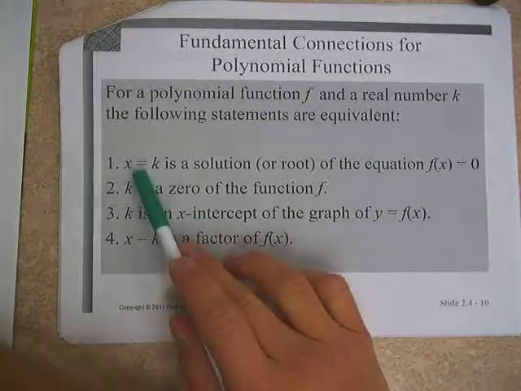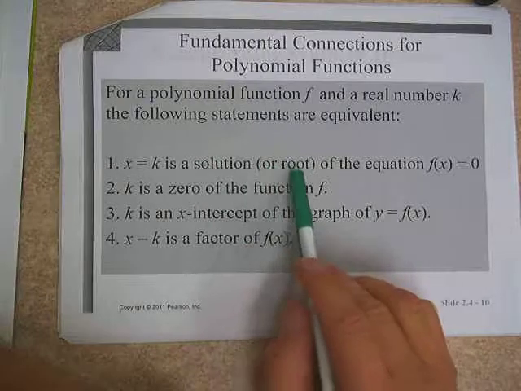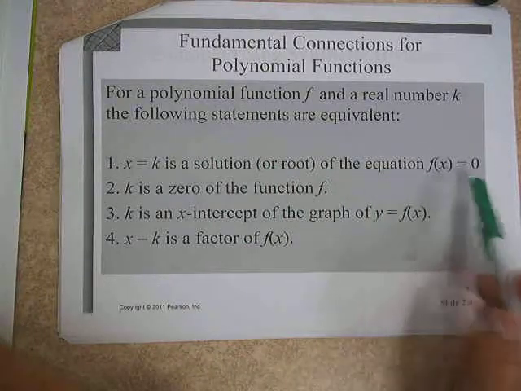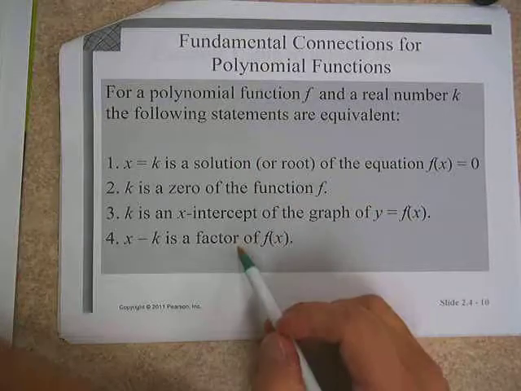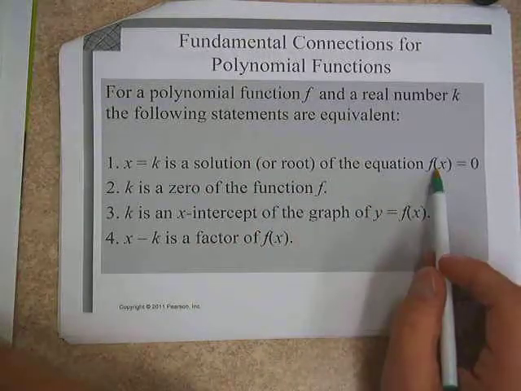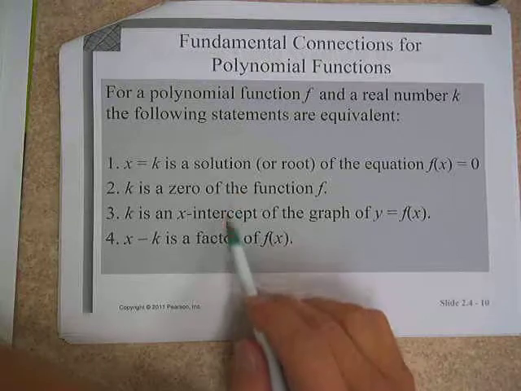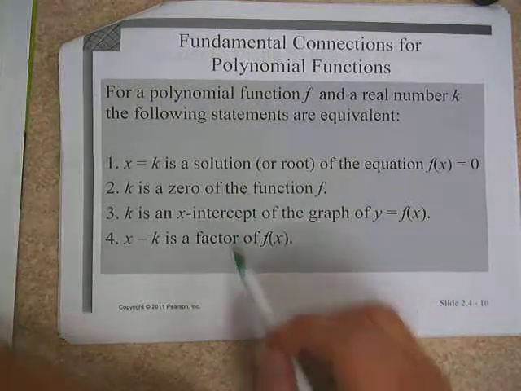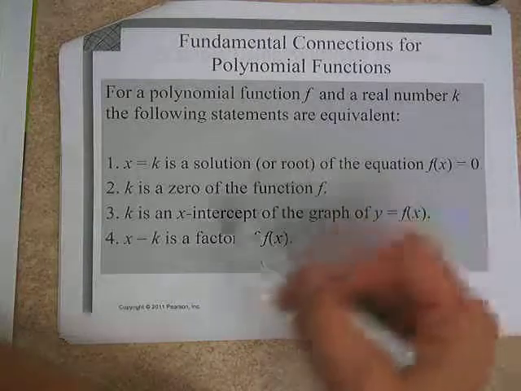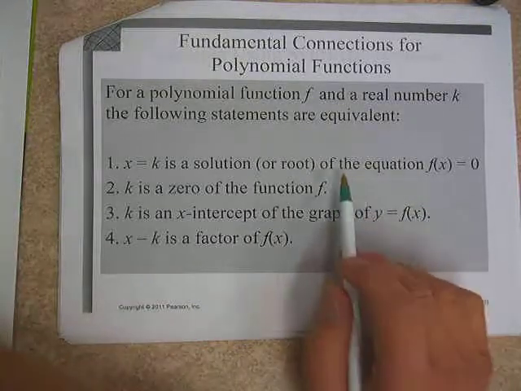Okay, so number one is if x equals k is a solution or a root of the equation f of x equals 0. Keep in mind that all four of these are going to be true at the same time. So if number one is true, that means number two is also true, which means 3 is true, which means 4 is true, etc. So as long as we know one of these four things is a fact, then the rest of them are all facts as well.